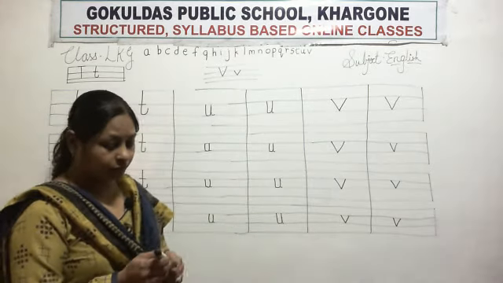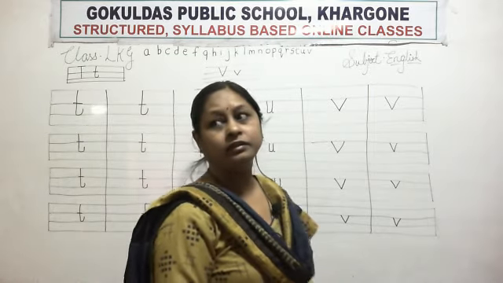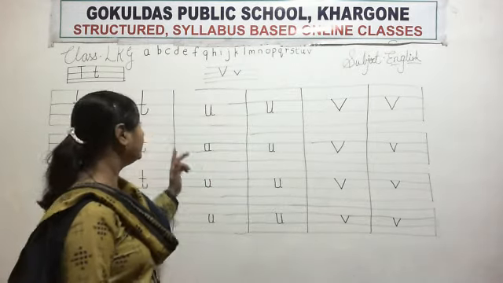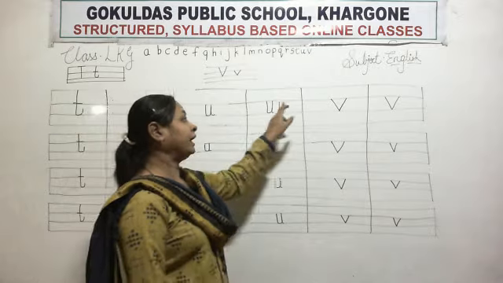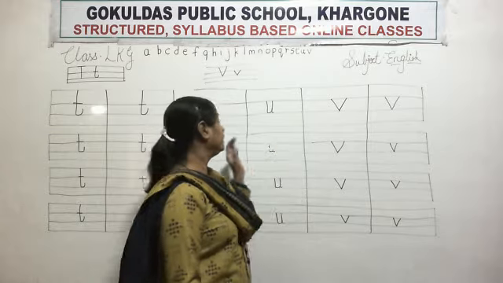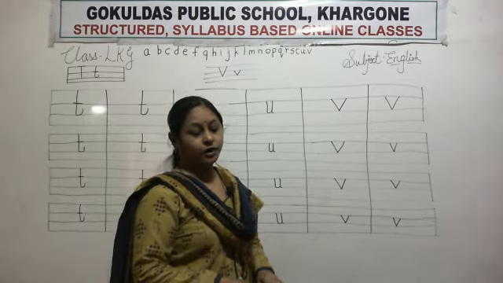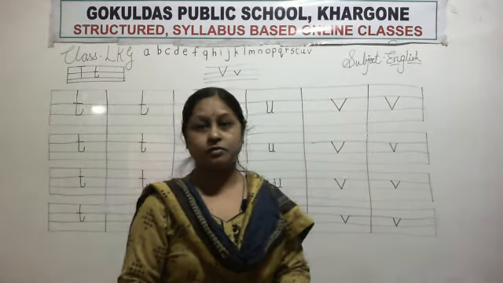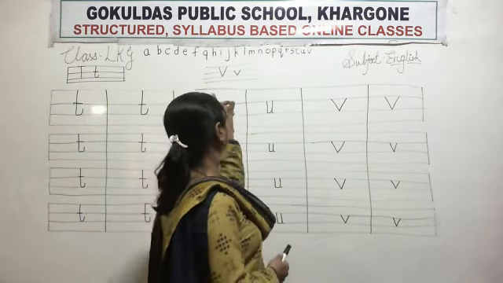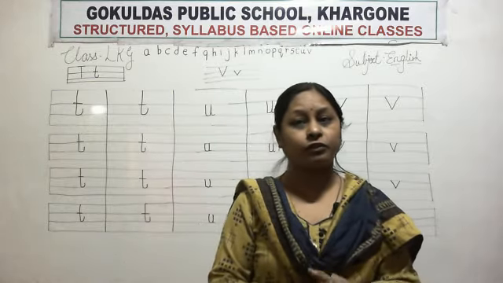Okay. So today, what have we done? Tell me. Today we have learned the formation of lowercase letters T, U and V. T, U, V. And you have done it in your notebook also. So practice at your home daily, all the small letters till where I have taught you.